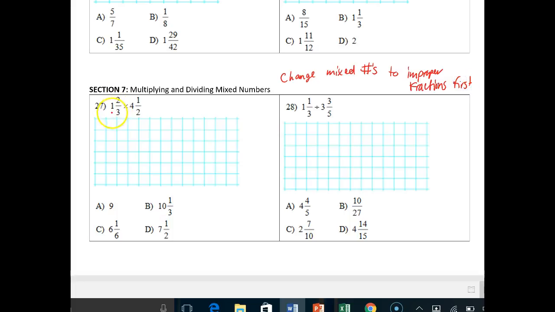So 1 2/3 you will want to change to an improper fraction. 4 1/2 you will want to change to an improper fraction. 1 1/3 you will want to change to an improper fraction. 3 3/5 you will want to change to an improper fraction.